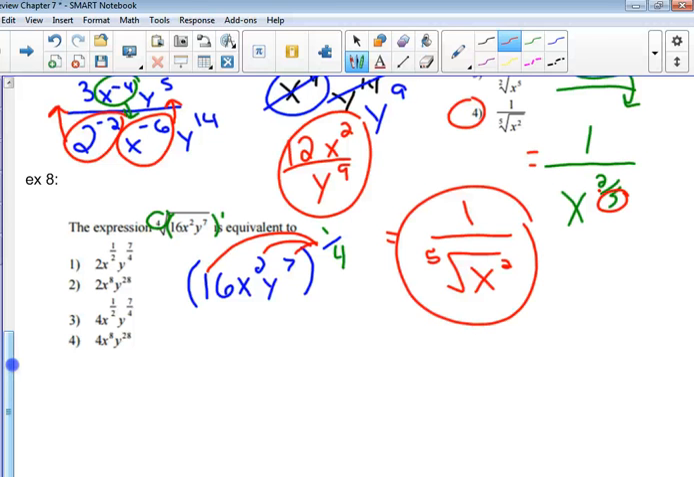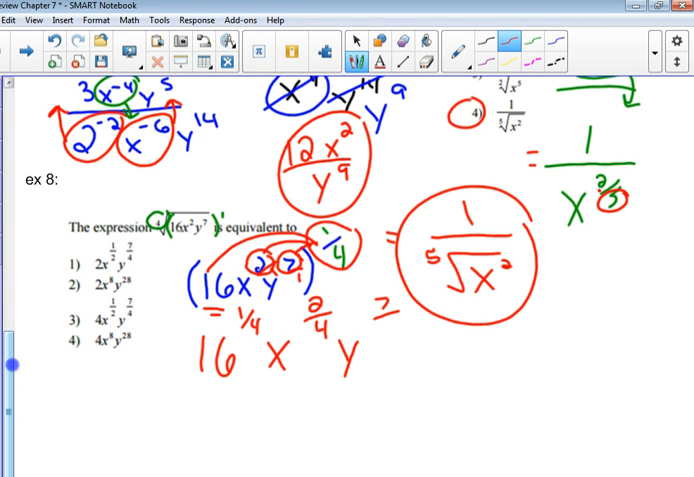Okay, so this is really tricky. If you do 16 to the 1/4, and if you have exponents on other exponents, what's your rule? Good, multiply. And because we have fractions that are multiplying, top times top, bottom times bottom. So 2 times 1 is 2 on the bottom. You want to make it a 1, 1 times 4 is 4. Same thing with this one: 7 times 1 is 7, 1 times 4 is 4.